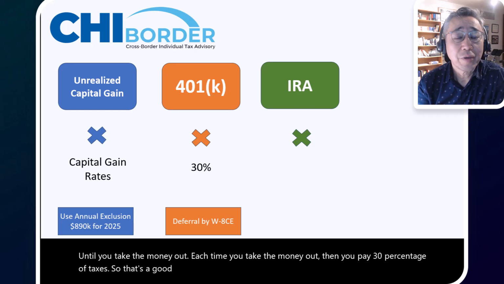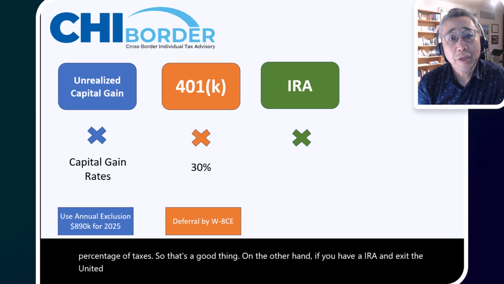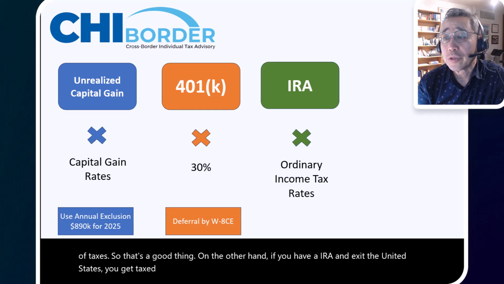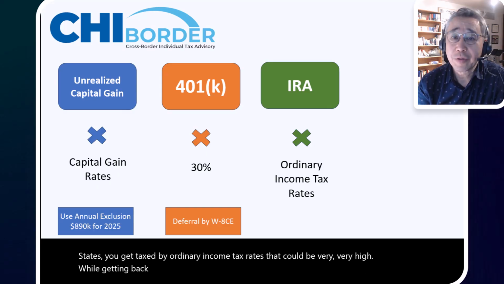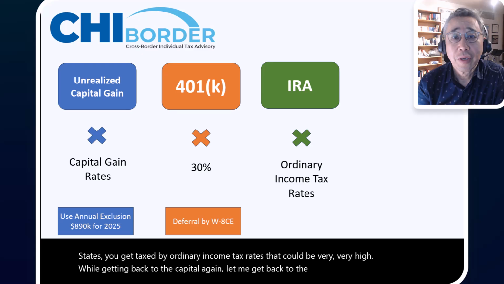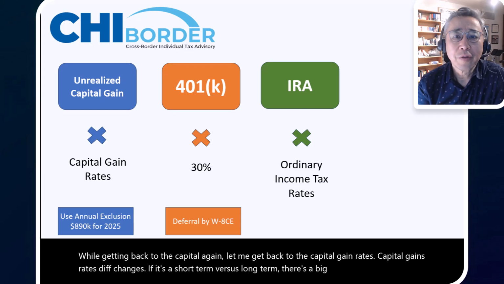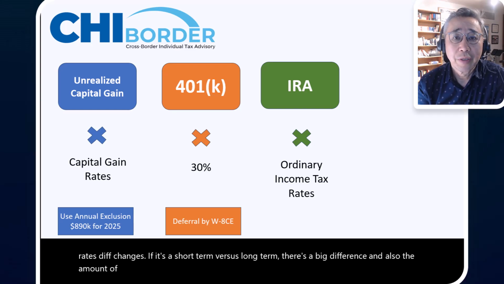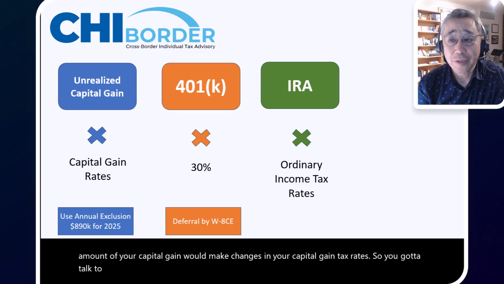On the other hand, if you have an IRA and exit the United States, you get taxed at ordinary income tax rates that could be very, very high. Getting back to the capital gain rates, they change if it's short term versus long term. There's a big difference, and the amount of your capital gain also changes your capital gain tax rates. So you've got to talk to your tax advisor.